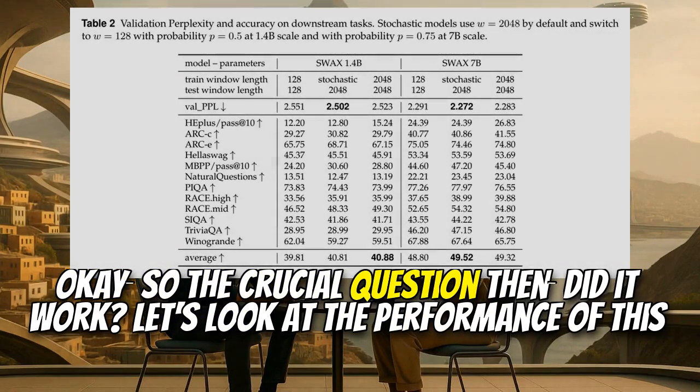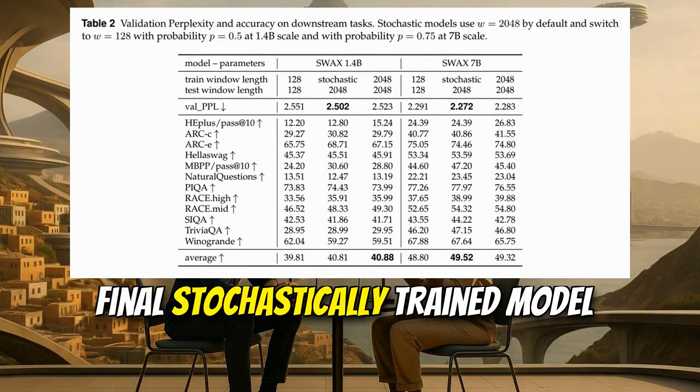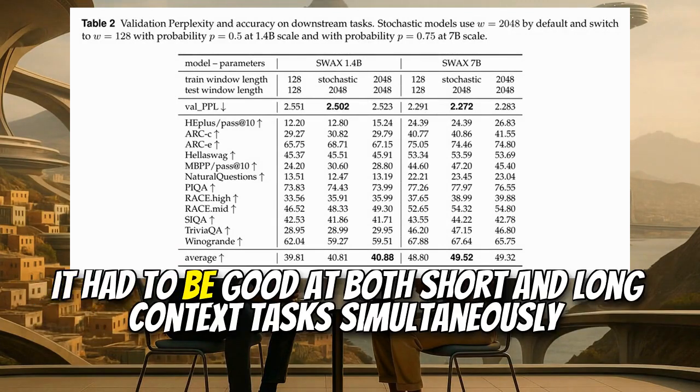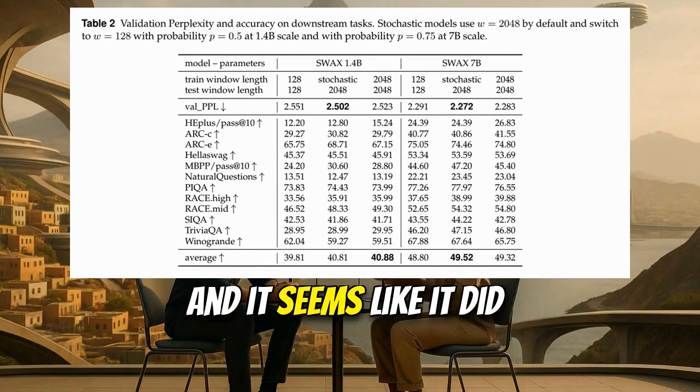Okay, so the crucial question then. Did it work? Let's look at the performance of this final stochastically trained model. It had to be good at both short and long context tasks simultaneously. And it seems like it did.